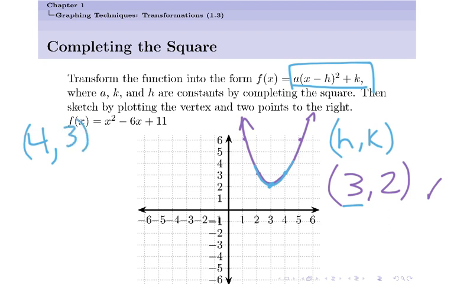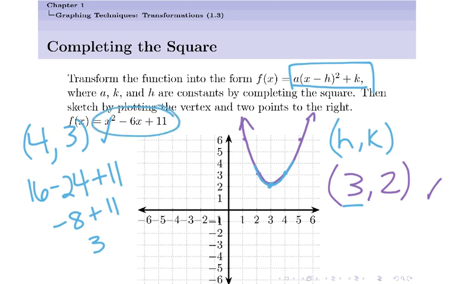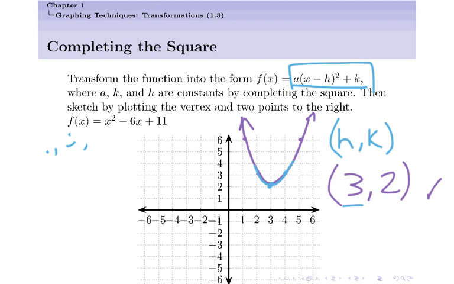Let's see if I do. 4 squared is 16 minus 24 plus 11. 16 minus 24 plus 11. Negative 8 plus 11 is 3. It works. This purple graph here should match the original equation. So if you complete the square, you can find the graph of your final function very easily by using the transformations. So you can see the shift to the right and left and the vertical shift and possibly reflections.